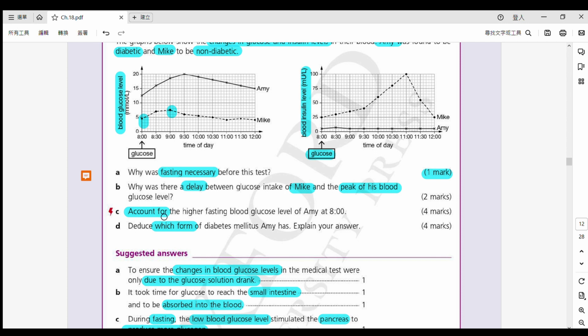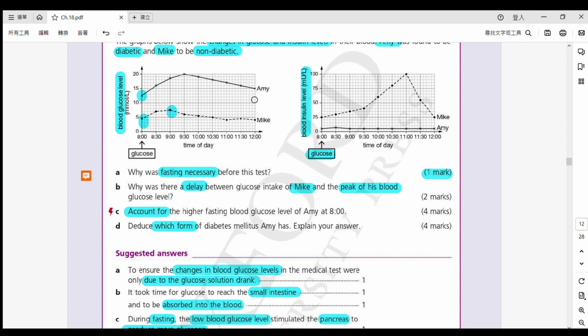difficult question. Why？ 首先聽完啦 ，we need to know this word， 自己讀一讀啦 ，account for。account for 即係代表係 explain。I've told you this a million times. Okay, it means explain 解釋啦。The higher fasting blood glucose level of Amy at 8 o'clock。好啦，佢就同你講呢一個嘅 blood glucose of Amy。Look at this line, and you can see that at 8 o'clock， 佢就想問啦 ，Why is this point so high? Okay, so what you need to answer is nothing about this line.